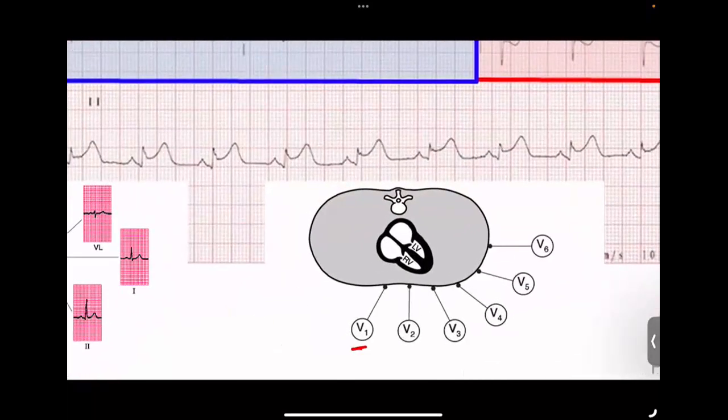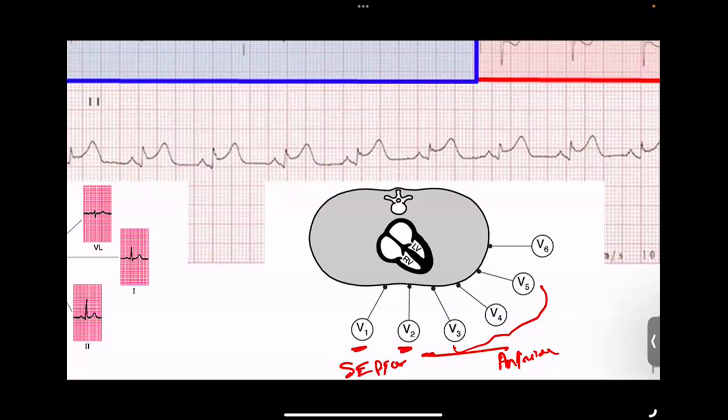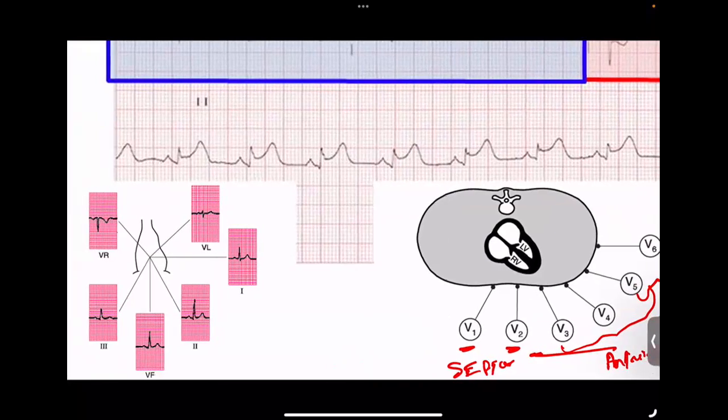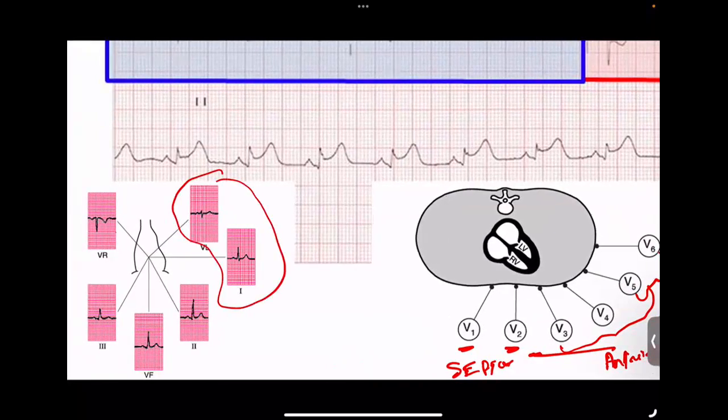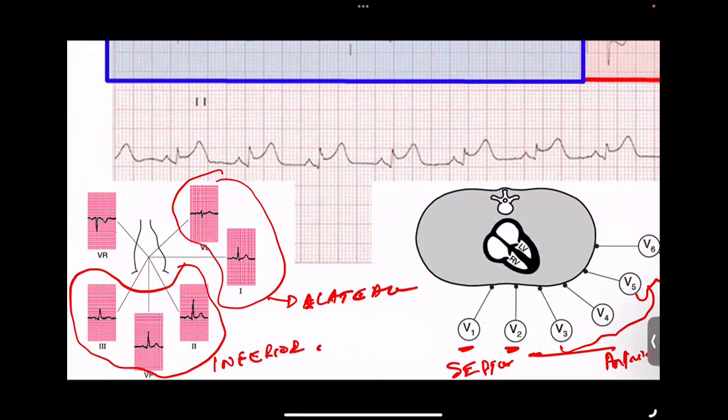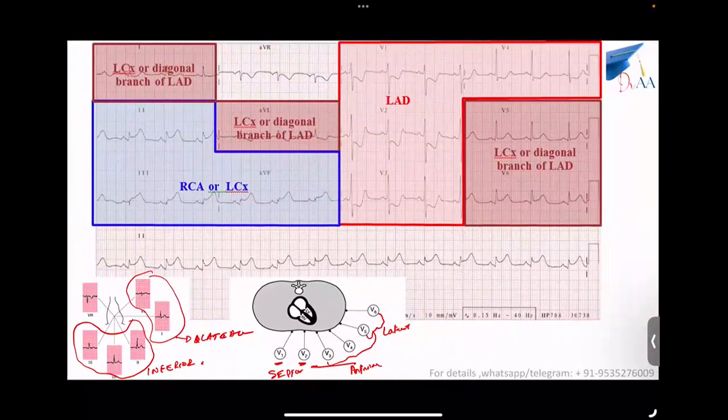If you see here, V1, V2 basically represents the septum. V3, V4, and sometimes V2 also, represent the anterior wall. V5, V6 represent the lateral wall. At the same time, on the lateral side, there are AVL and 1, which also represent the lateral side. Similarly, the lower part, the inferior part, is represented by 2, 3, AVF. This much you need to remember anatomically.